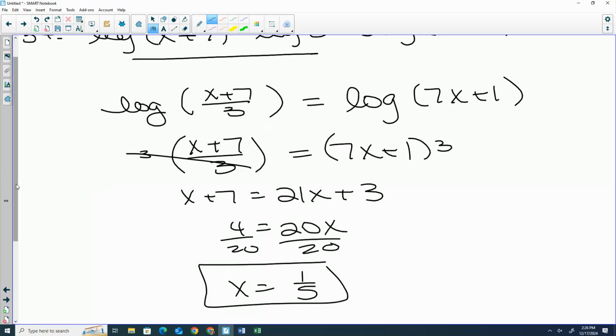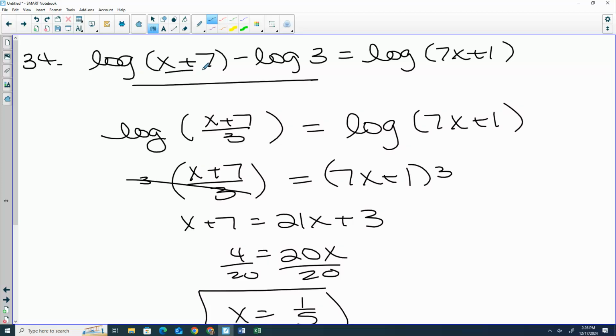Check your answer if we plug in 1/5. 1/5 plus 7 is positive, 3 is positive. 7 times 1/5 plus 1 is positive, so it's okay.